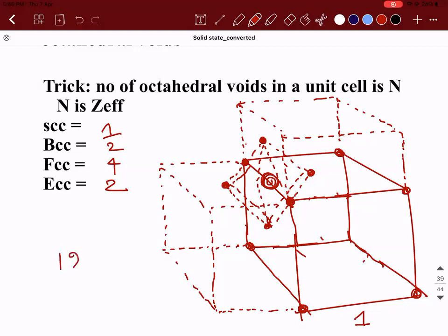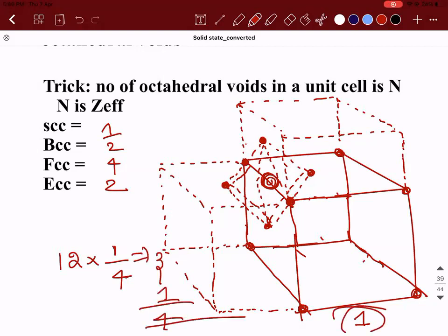12 into 1 by 4. That is 1 by 4, it is shared to the unit cell. That is 3, plus this 1 which is present at the center. That is 4 octahedral voids. Got my point? Clear? Okay.